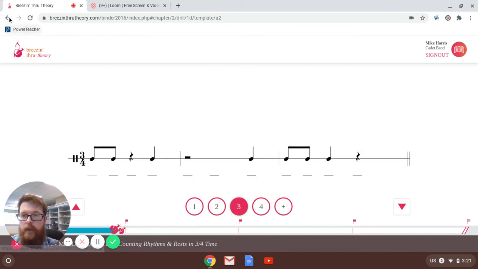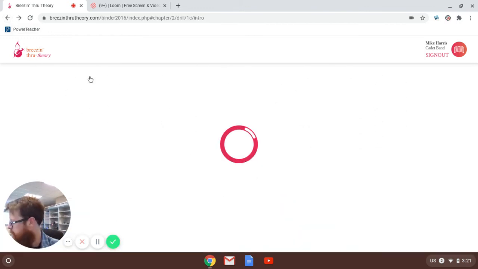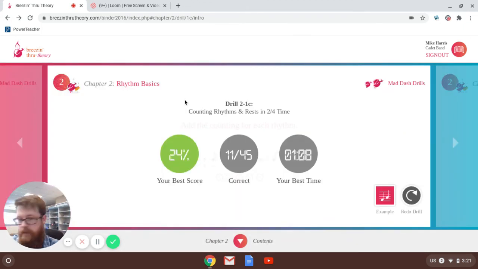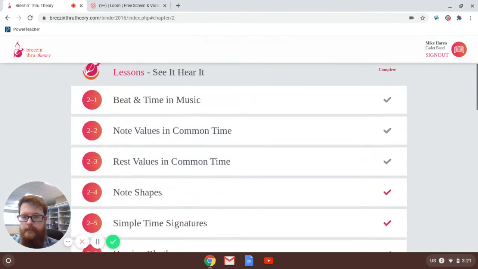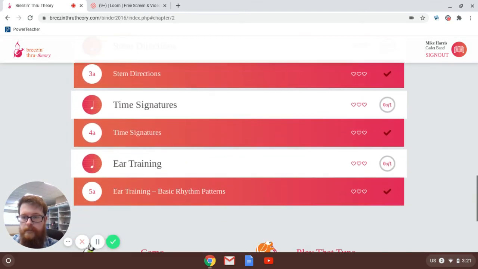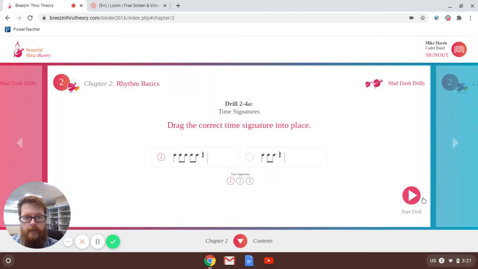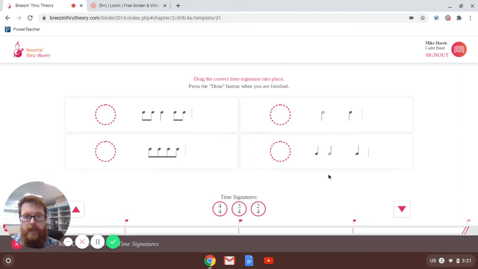All right, we have one more drill to look at together as a class. We're going to look at Mad Dash Drill 2-4A. Down here, we're dealing with different kinds of time signatures. The trick to this exercise is to simply count up the number of beats in each measure and then drag your time signature to that space.